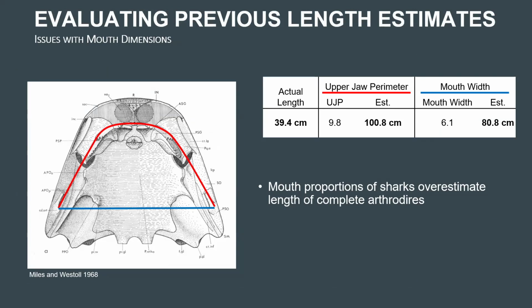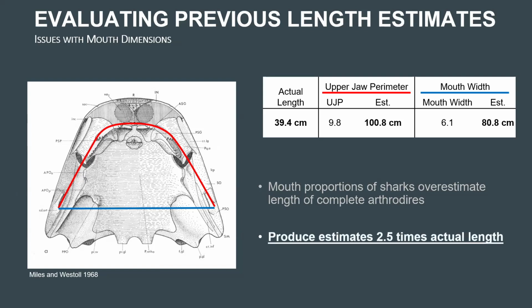So I can add more dogfish in there to make the comparison a little bit better for smaller animals. And the problem is that this method, or any method using mouth dimensions, tends to overestimate the size of complete Arthrodires by over 2.5 times the actual length. So Cacosteus here is maybe 37 centimeters long. According to mouth proportions, it should be over a meter long, which is no, that animal's not that big.